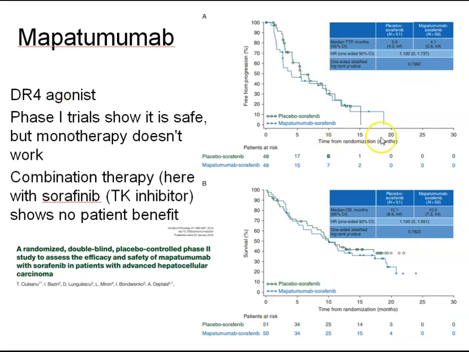And this is an example of mapatumumab, an anti-DR4 agonist. Phase 1 trials show it's perfectly safe, but monotherapy doesn't work, and some of the experimental drug combinations, in this case combining it with a tyrosine kinase inhibitor, we know that certain growth factors can signal survival signals. So the rationale being, if you block the growth factor signals and put in a pro-apoptotic signal, you may get some synergy going on. However, there was really no difference between these two groups. So this is a problem that we're seeing with this class of drugs, is sometimes they just don't have any activity.